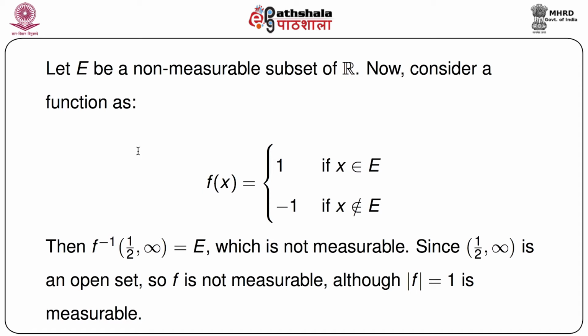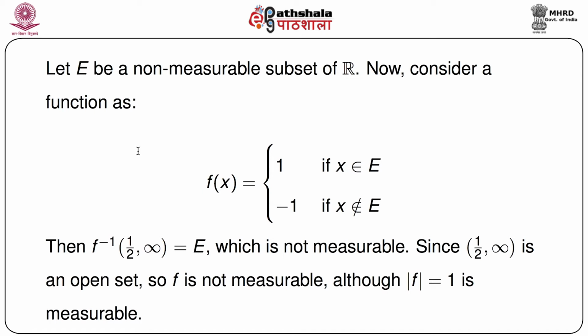Again, if we look at the interval half to infinity, this is an open interval, that means this is an open set. So f is actually not measurable. It's clear that f is not measurable because the inverse image we get is E, which is not measurable. But if you look at mod f, it is always 1, and of course this is measurable. So this gives a nice counterexample that mod f is measurable, but f may not be measurable.